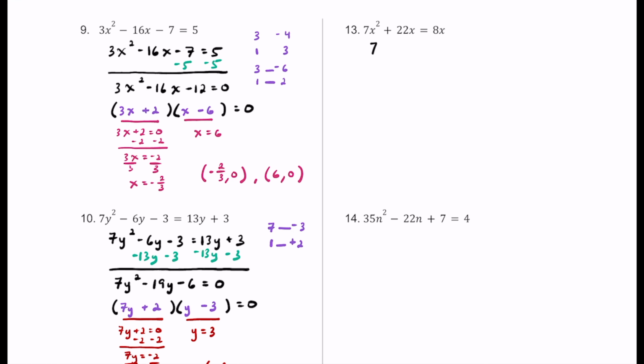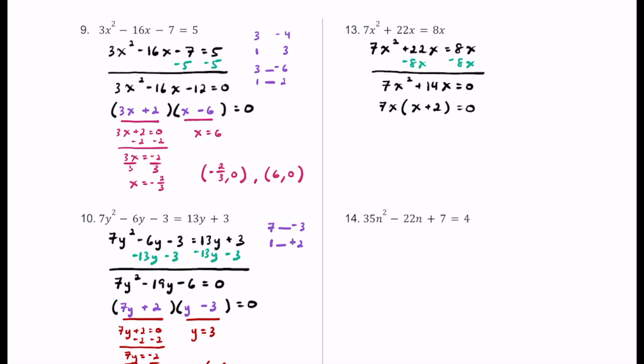For 13, let's say we have 7x squared plus 22x is equal to 8x. Okay, so no constants in this one. So let's go ahead and take away 8x and take away 8x. Still set everything equal to 0. If we do that, then we're going to have 7x squared plus 14x is equal to 0. Interesting. Okay, so we have a GCF here of 7x, right? So let's factor that out always. If you see a GCF, factor out 7x, then you're left with x plus 2 is equal to 0.